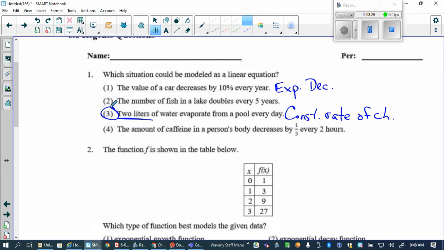The fish doubles, right? If you start with 1 fish and double it, you got 2. Okay, you added 1, right? And if you double the 2, you got 4. Well, now you added 2. You double the 4, you get 8. Now you added 4, right? You're adding a different amount every time.